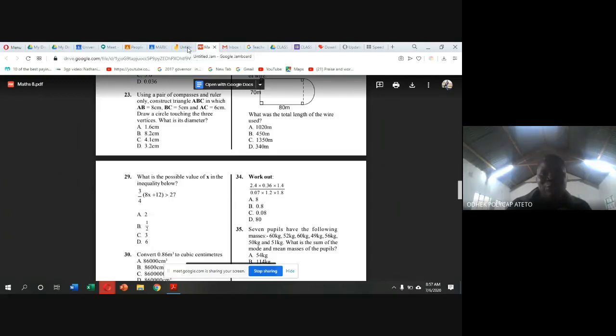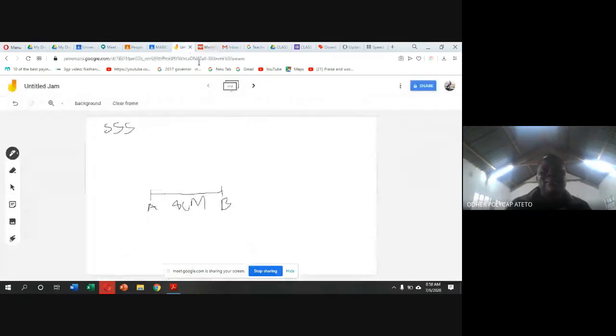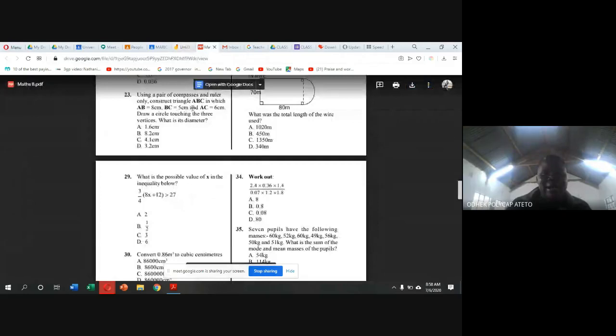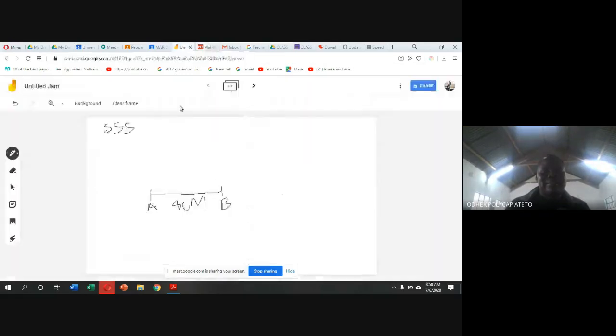So now put your pencil on a pair of compasses. Measure AC, 6 centimeters, with a pair of compasses and the ruler. So measure it. Put your pair of compasses here at A, then make an arc. Make an arc like that with 6 centimeters.